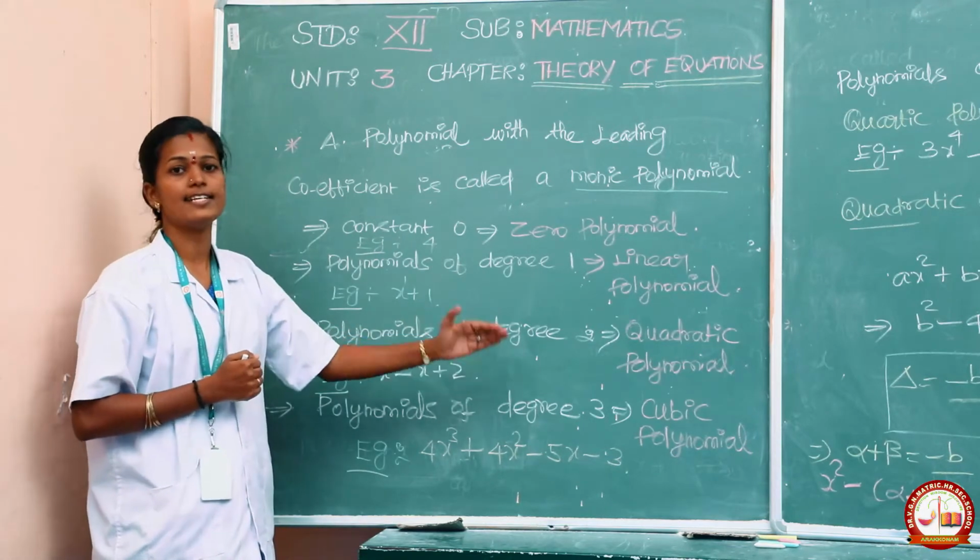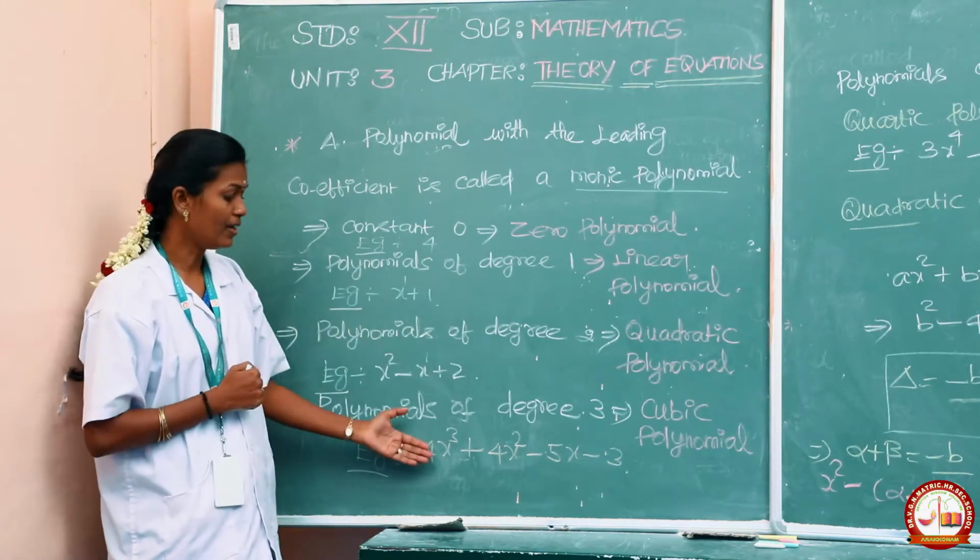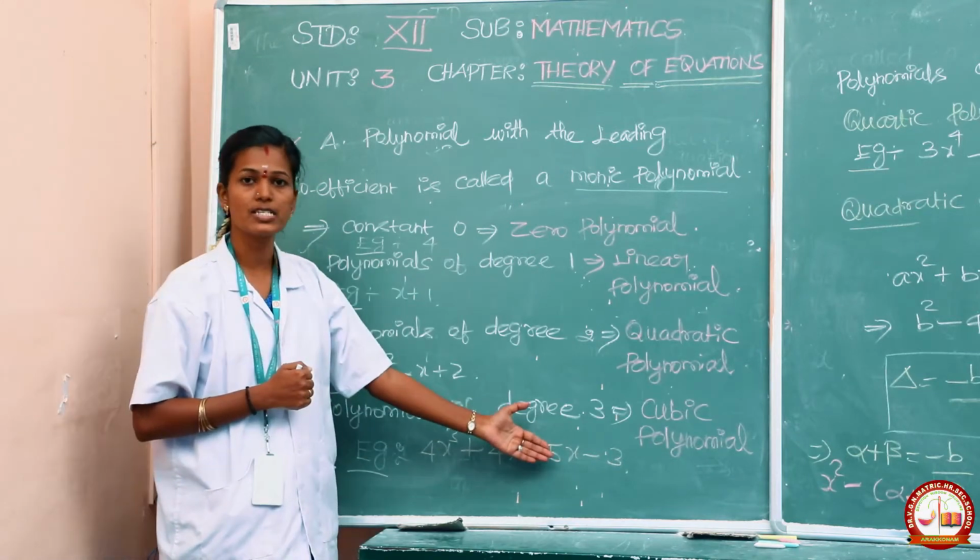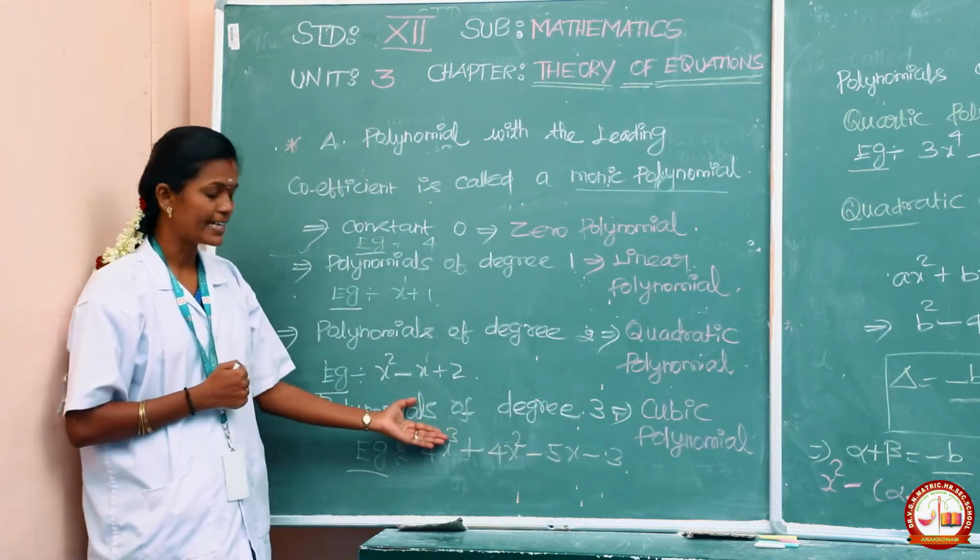Polynomials of degree 3 are called cubic polynomials. For example, 4x cube plus 4x square minus 5x minus 3. Here the highest power is 3.